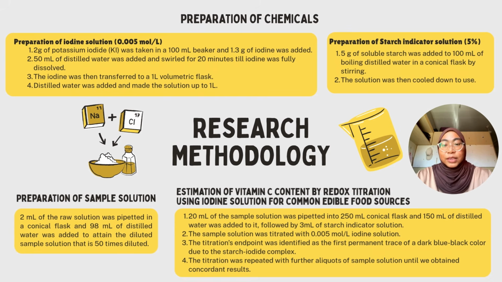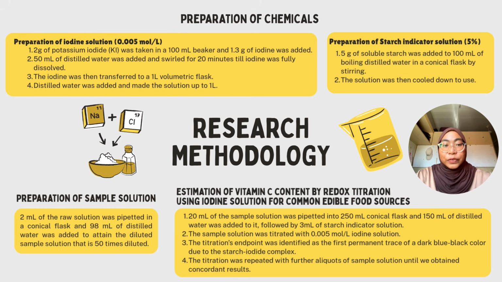The first chemical that needs to be prepared was the iodine solution at 0.005 mol per liter. The first step is 2 grams of potassium iodide, KI, was taken in a 100 ml beaker and 1.3 grams of iodine was added. 50 ml of distilled water was added and swirled for 20 minutes till iodine was fully dissolved. The iodine was then transferred to a 1 liter volumetric flask. Then, lastly, the distilled water was added and made the solution up to 1 liter.